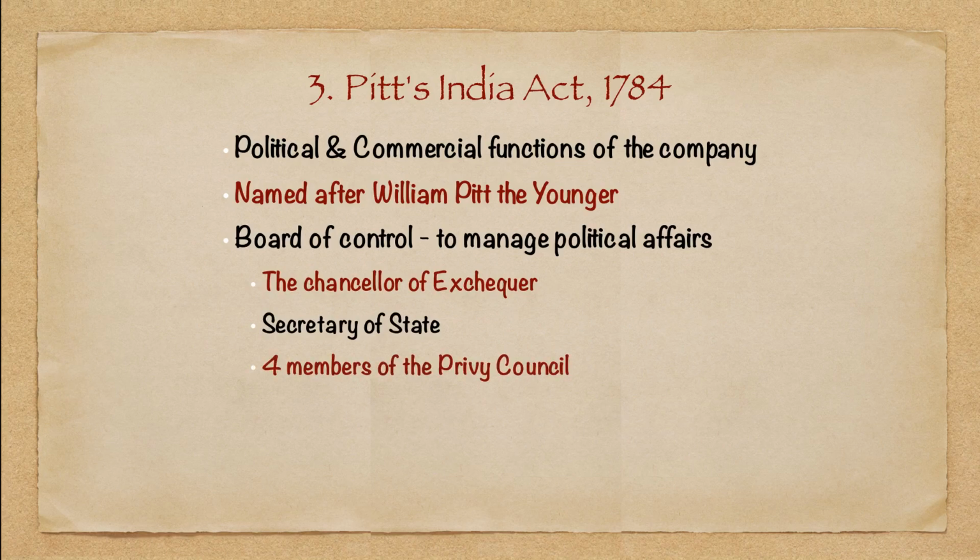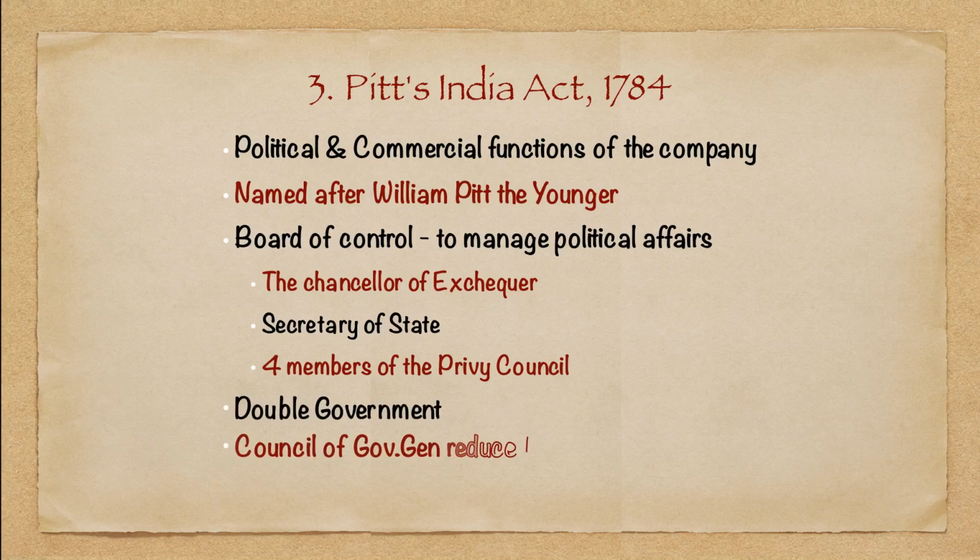And it established a system of double government. The Council of the Governor-General was reduced to 3 members including the Commander-in-Chief. And this is when company territories in India were called the British possession in India.